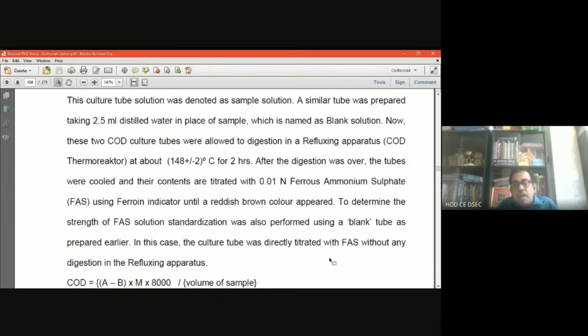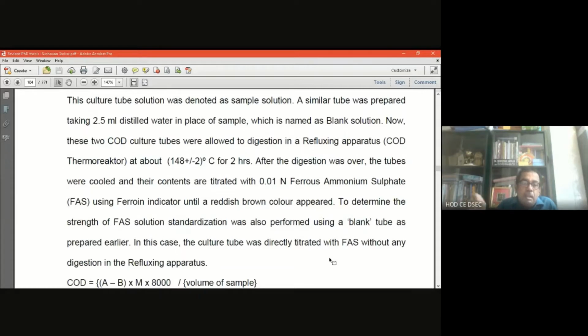which we call FAS. FAS means ferrous ammonium sulfate. This is the titrant we are using for the titration, and the indicator for the COD test is ferroin indicator. When you add the ferroin indicator, it becomes reddish brown. Now the titration with the 0.01 normal ferrous ammonium sulfate will take place until this brown color.